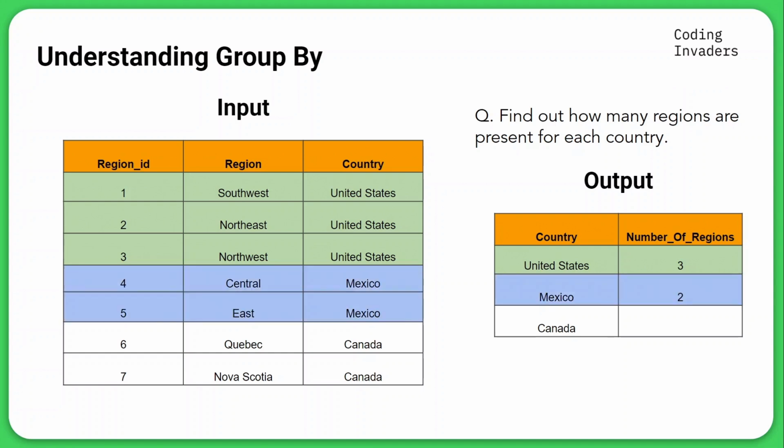Similarly, we are counting the number of rows for the country Mexico and we get the output as 2. Same goes for Canada, and we get the output over here also as 2.